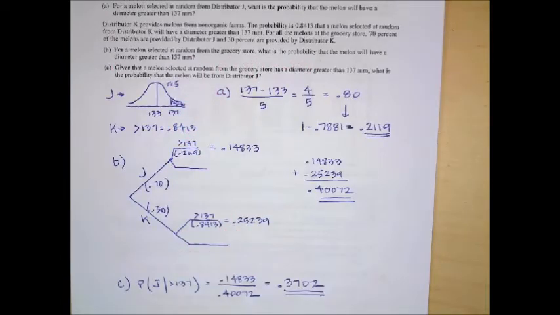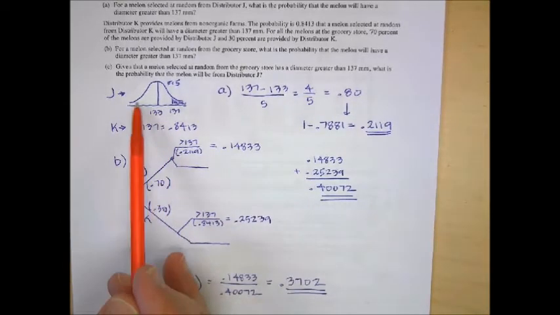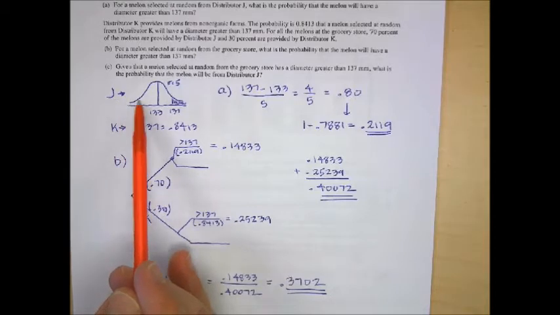The third problem basically turns into a tree diagram, but it's a combination of using the Z-chart and a tree diagram. So the narrative is kind of long. It's about a store that gets watermelons from farm J, which I think is an organic farm. So they are organic watermelons. Now, the distribution of those melons is normally distributed.